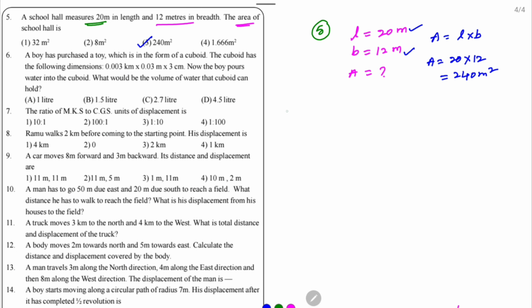See question number 6 now. A boy has purchased a toy which is in the form of a cuboid. Have you seen a cuboid?